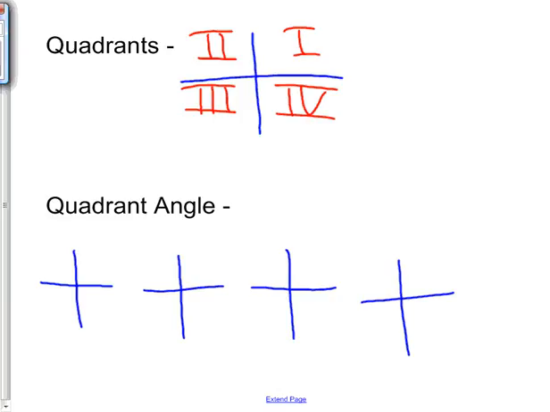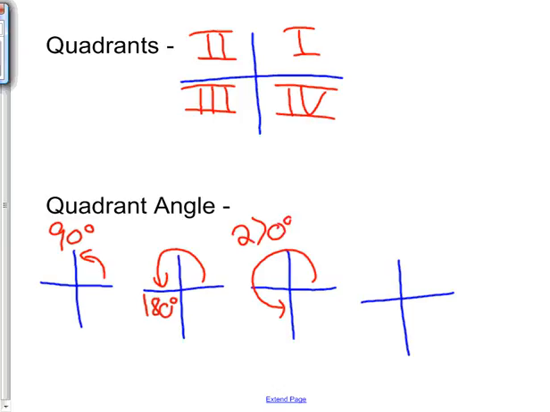The quadrant angles are the angles that just lie on one of the axes. That side, that side. So we have one at 90 degrees, one at 180 degrees, one at 270 degrees, and one all the way around at 360. Those are our 4 quadrant angles. Right.